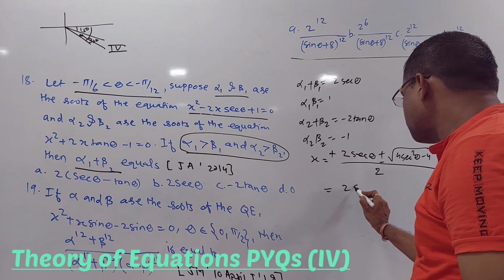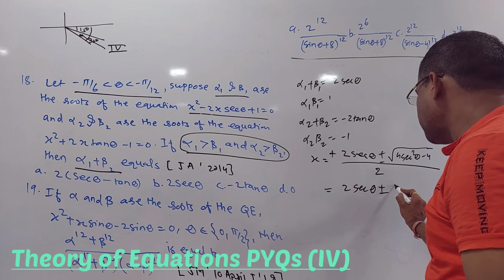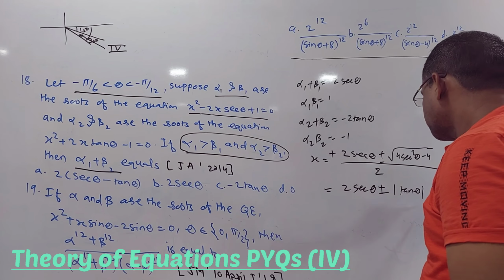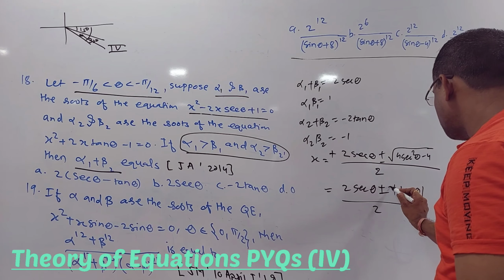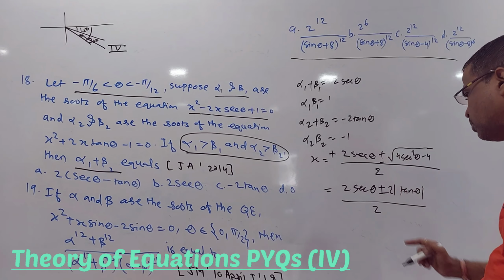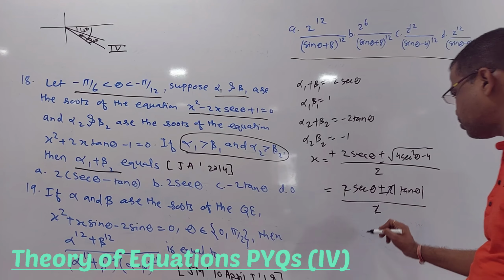So I am getting 2 sec theta plus or minus mod tan theta, upon 2, and obviously it is 2 times because when 4 is pulled out it will be 2. So this 2 and this 2 get cancelled.